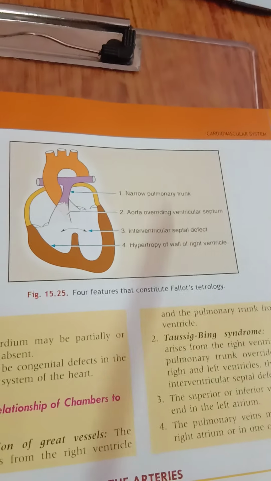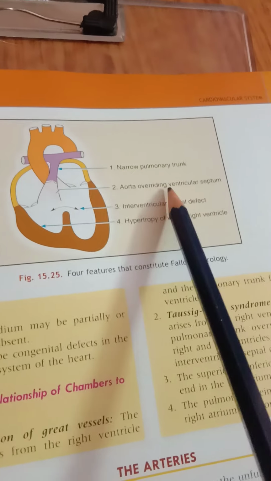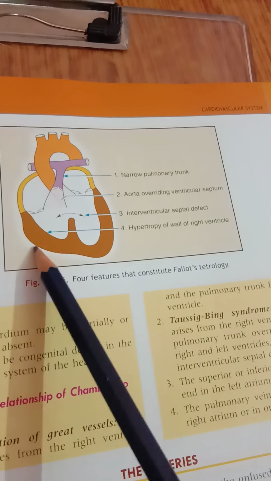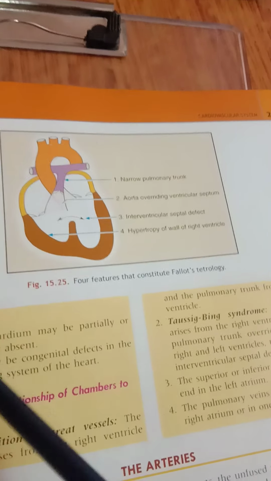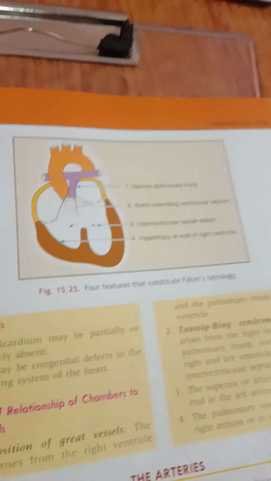So these are four features that constitute the tetralogy of Fallot: narrow pulmonary trunk, aorta overriding the ventricular septum, interventricular septal defect is present, and there is hypertrophy of the wall of right ventricle. So tetralogy of Fallot can be studied well in our pathology.